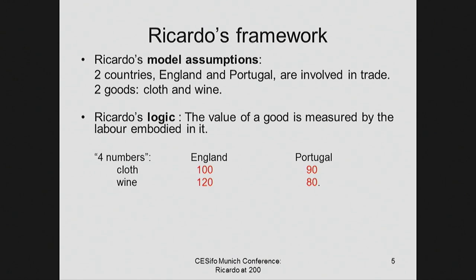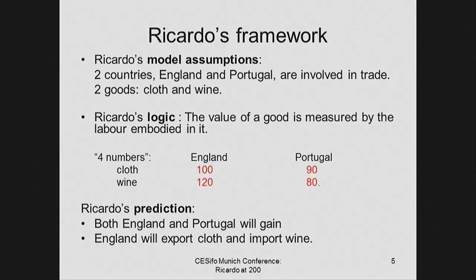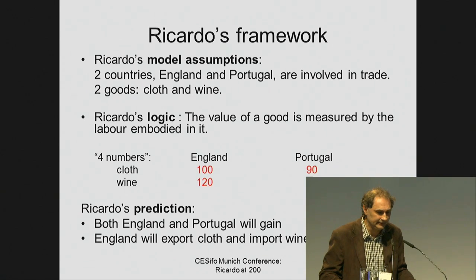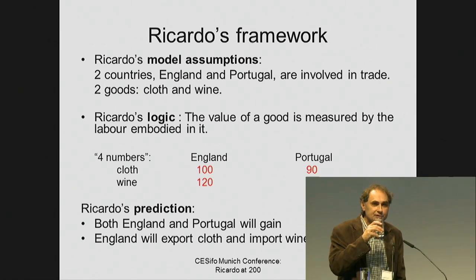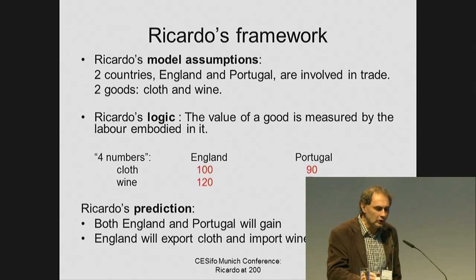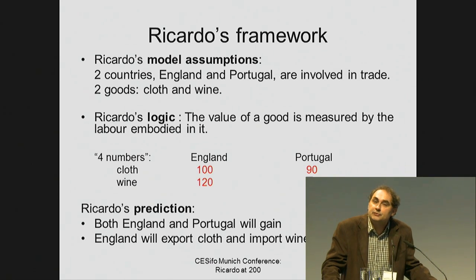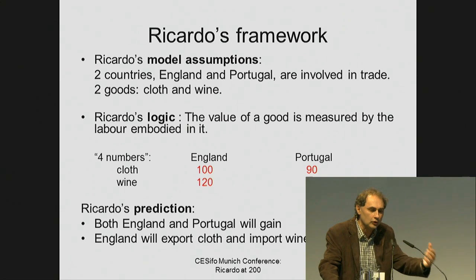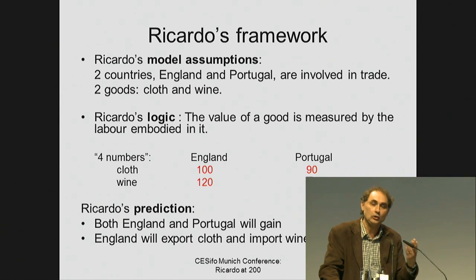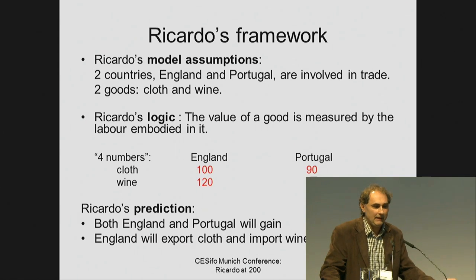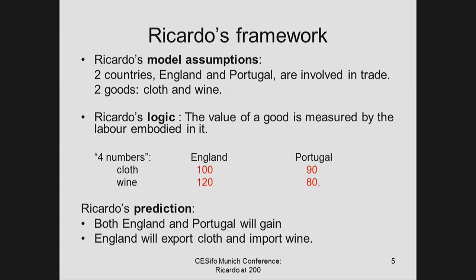And so Ricardo's framework, if we put it together, and Peter Neal will talk about what is a model, has three elements that any model has to think about systematically. It has assumptions. We assume two countries and two goods. It has a logic. The question is, what kind of logic did he use? And the logic is about those four numbers, and then he makes a prediction. Okay, that's how we economists think about that. The prediction is that both England and Portugal will gain, and England will export cloth and import wine. So the puzzling notion is what is the logic between those four numbers that he involved.